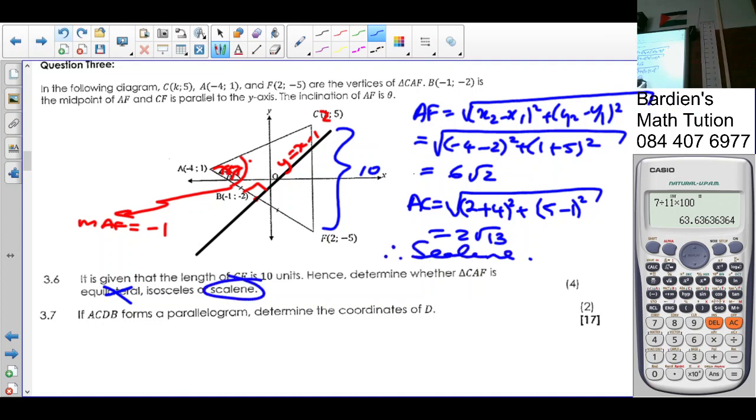Scalene. Make sense, people? If it was 2 lengths that were equal, it would have been an isosceles triangle.